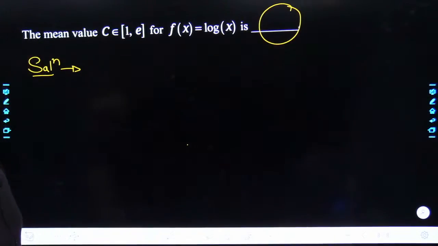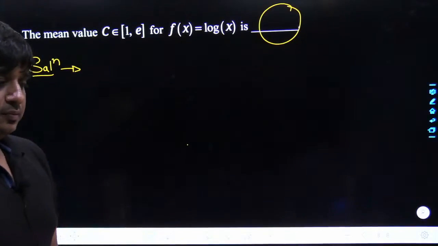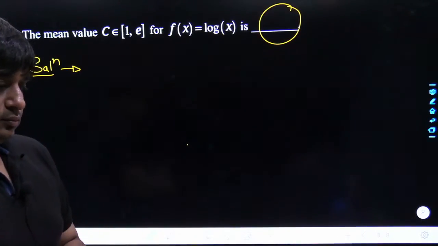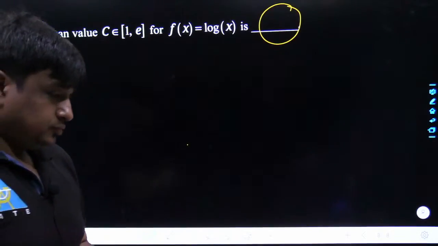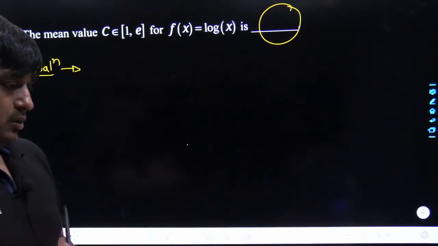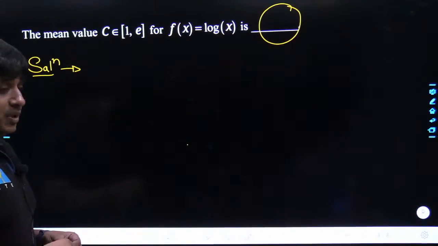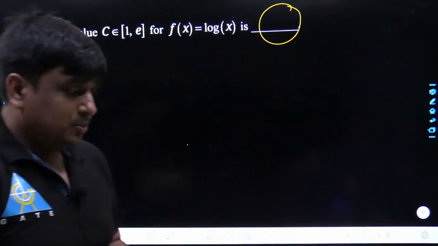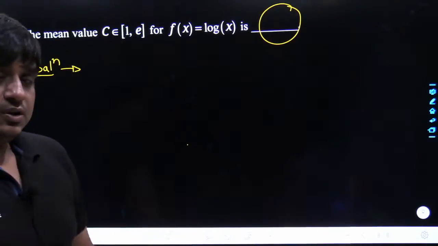Tell me what would be the answer for this particular question. An answer has come as 1. What about the rest of the people? Tell me what's going to be the best answer for this question.